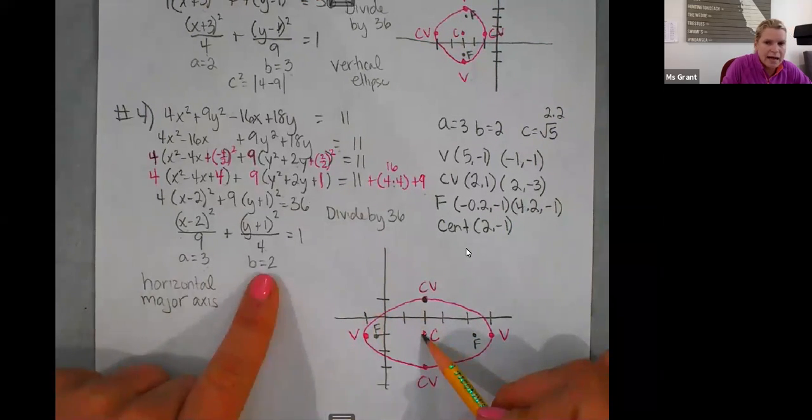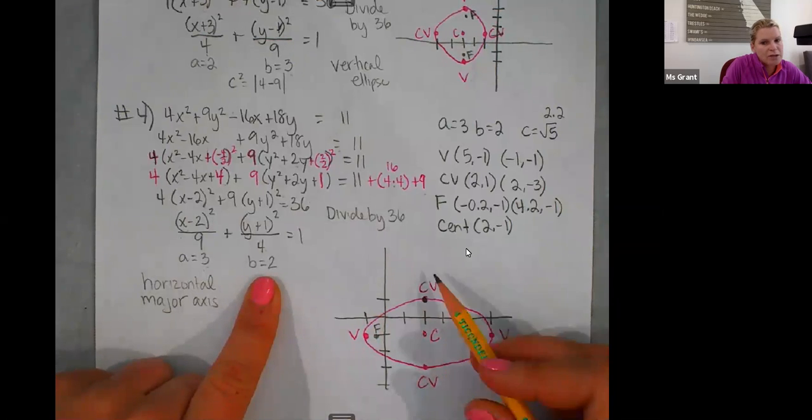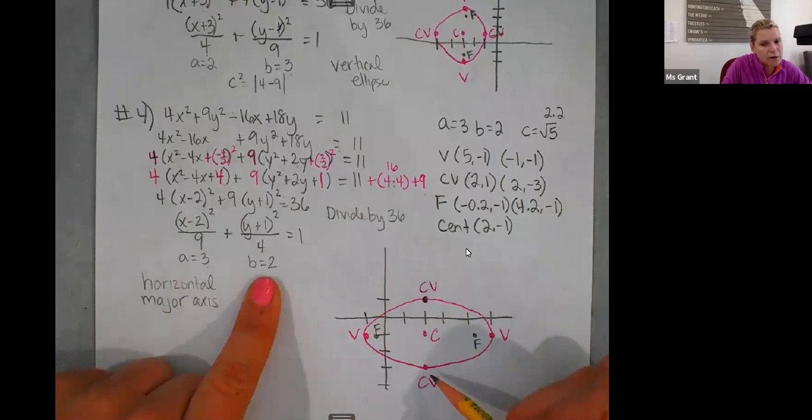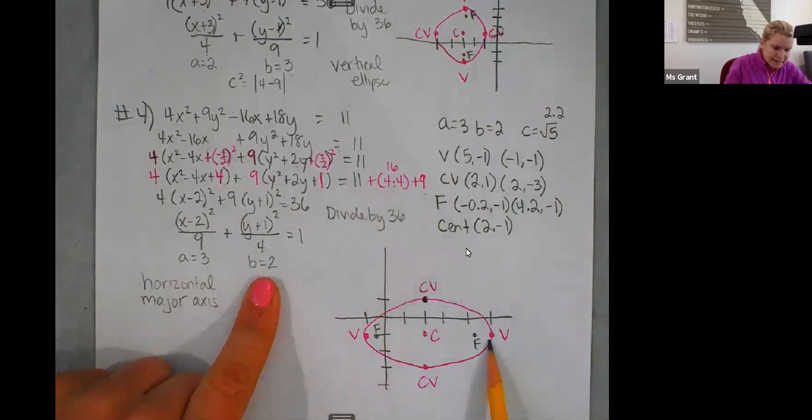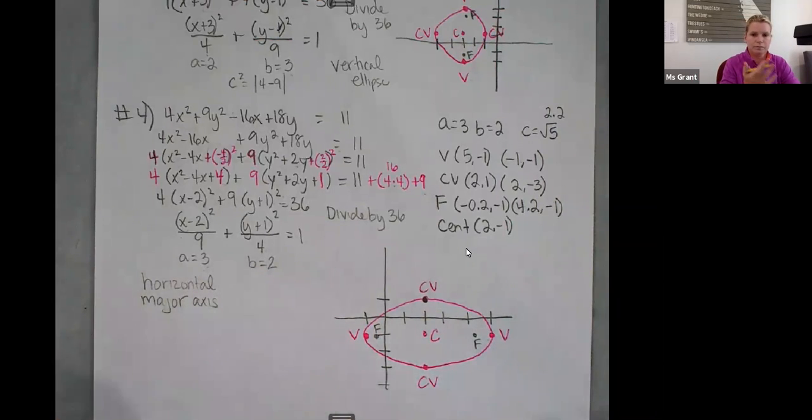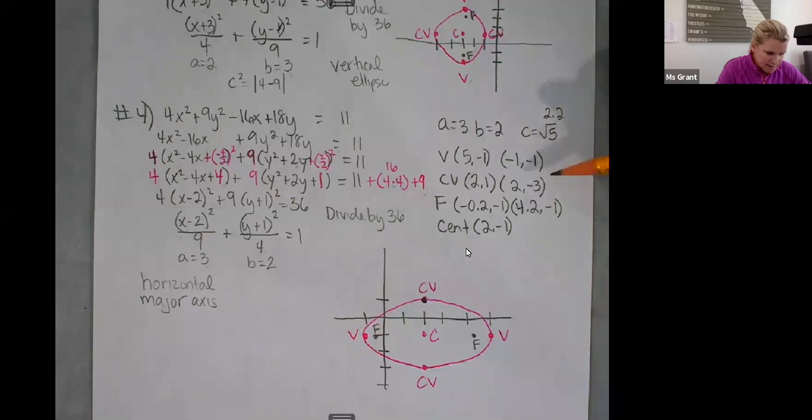Because my minor axis is the 2, I go 2 up and 2 down. You know, the whole thing up and down is 4. The whole thing side to side is 6, but it's only 3 each direction. As you can see, 3 and 4 are similar with the 9s and the 4s.